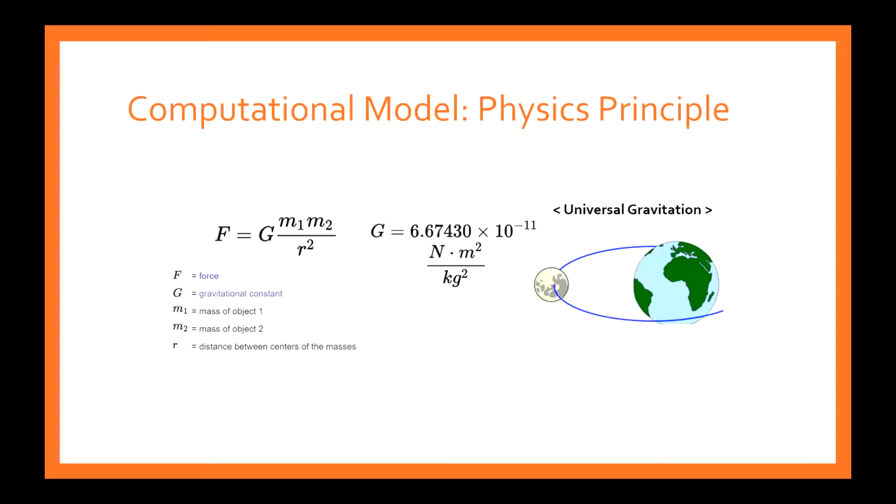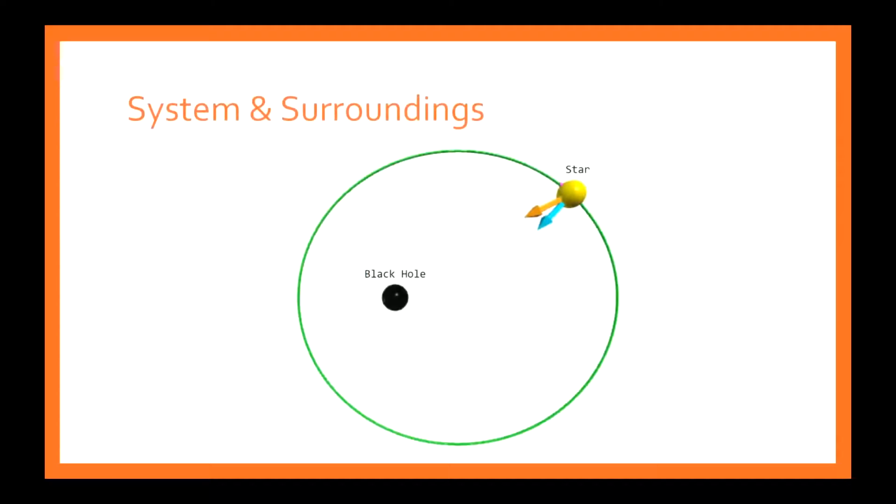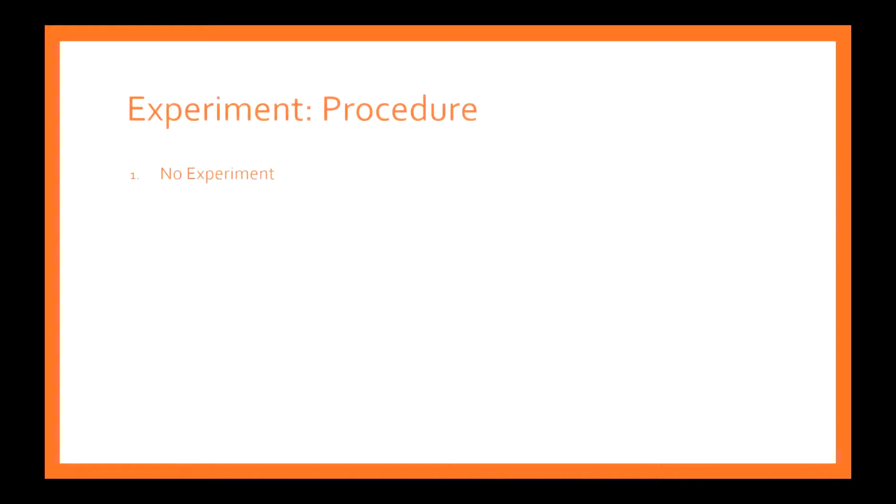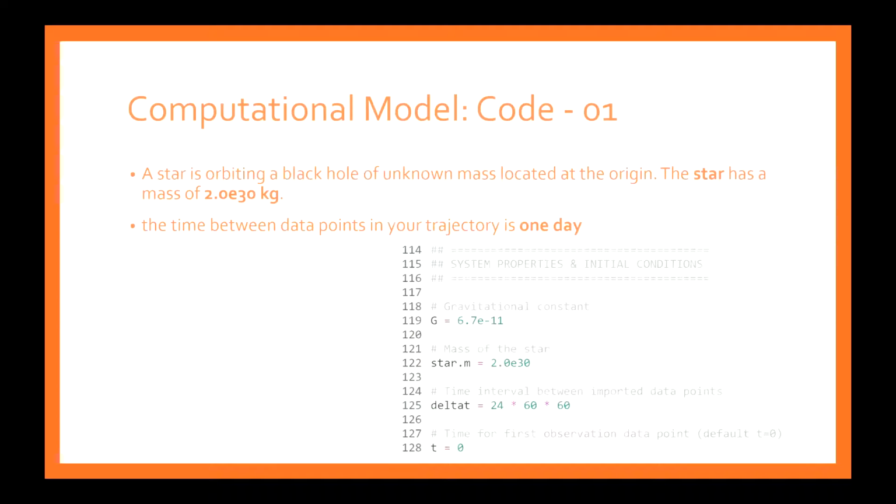And this is the detail of that universal gravitational force. I literally put that in the code. And here's the systems and surroundings diagram. We only have the black hole and star in our system, and there are no such surroundings around those two. No experiment again. The code is already given, so I captured some of it to show you what I actually used: the mass of the star, and a day, 24 hours, 60 minutes, 60 seconds for the time period.